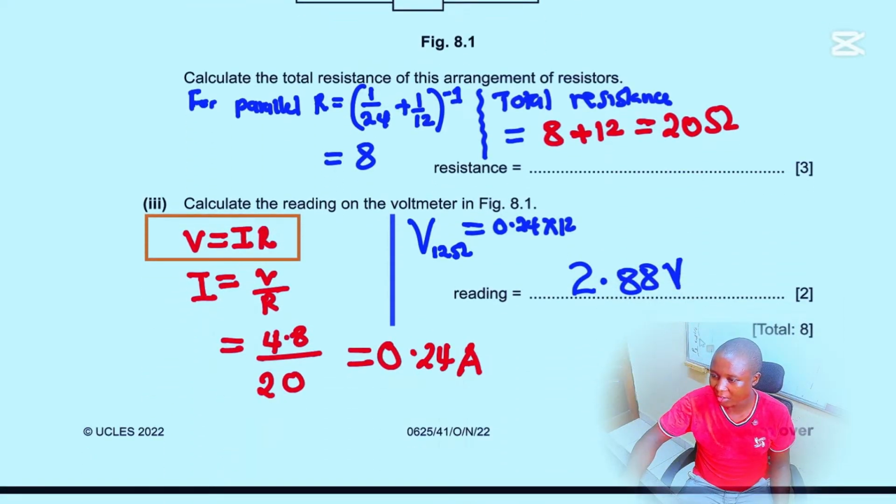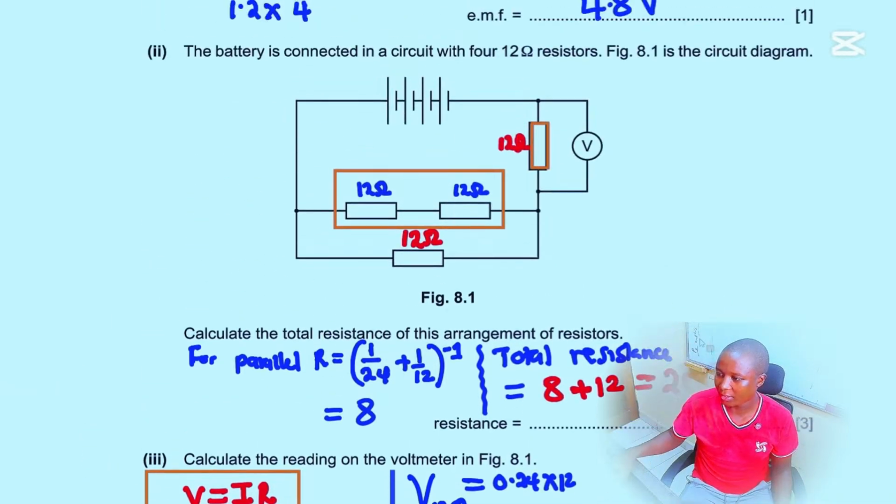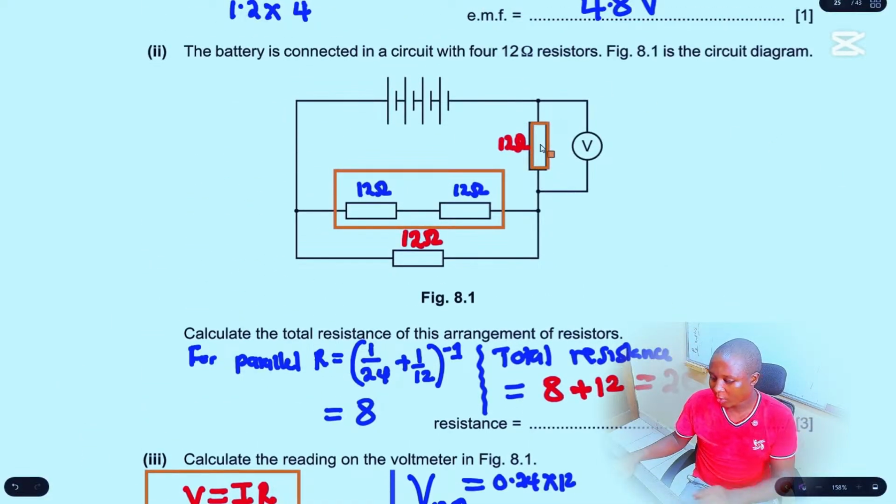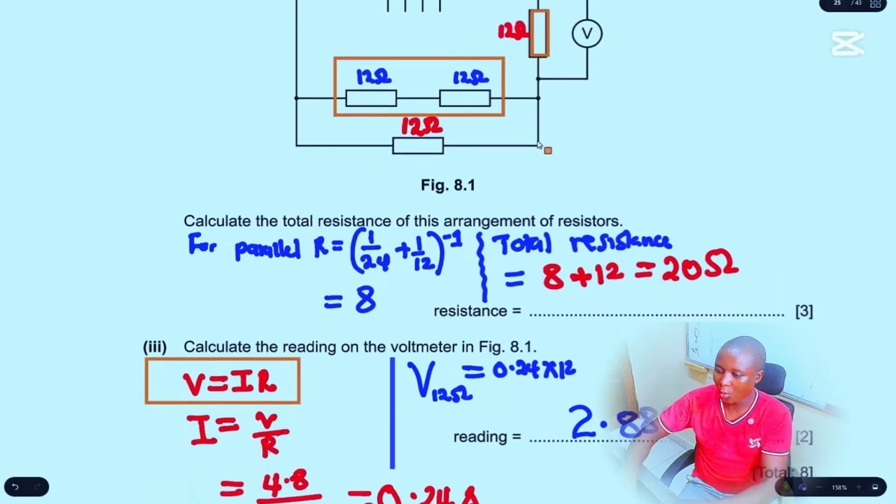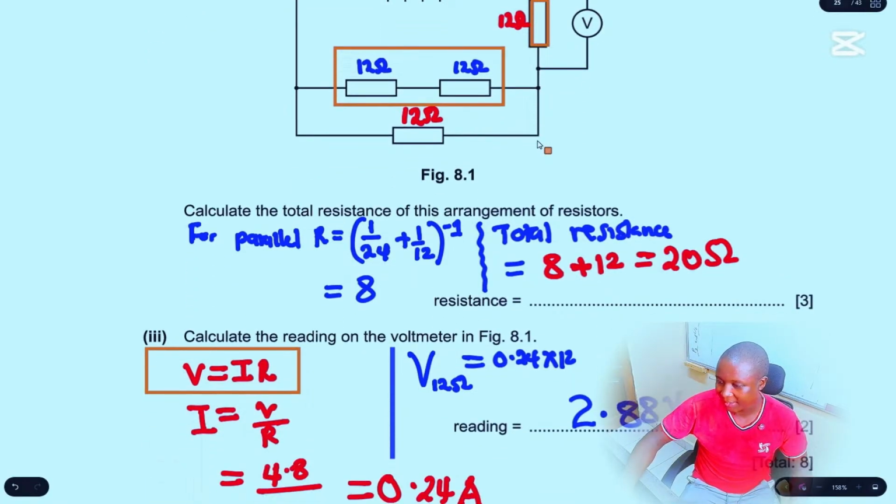Calculate the reading on the voltmeter. If we are talking of the reading on the voltmeter, and the voltmeter we are talking about is this one here. Now what we are going to do first is to work out the total current in the circuit.